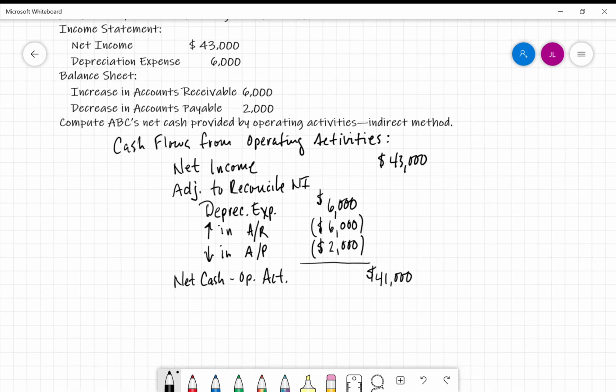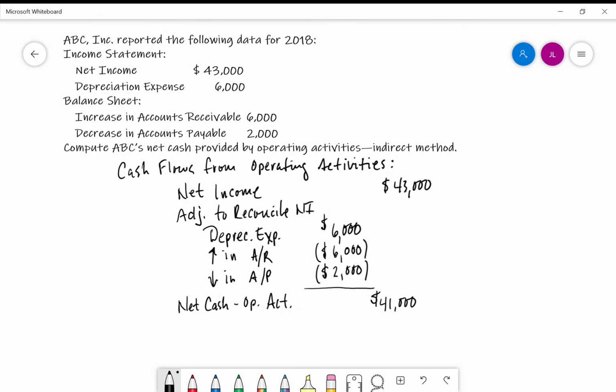So in the indirect method, this is what we're looking at. We have to think about how these adjustments we're making affect our cash flow.